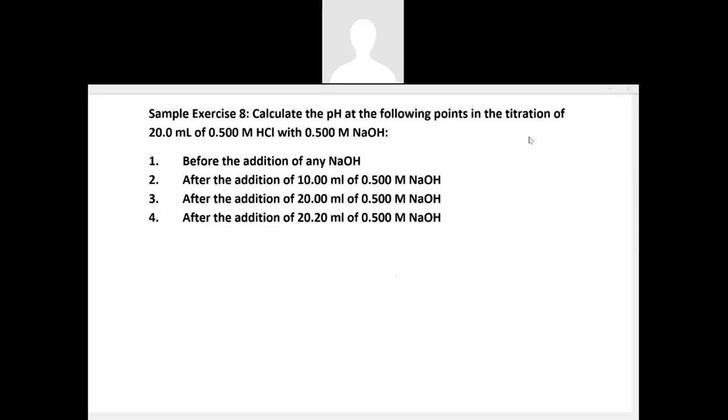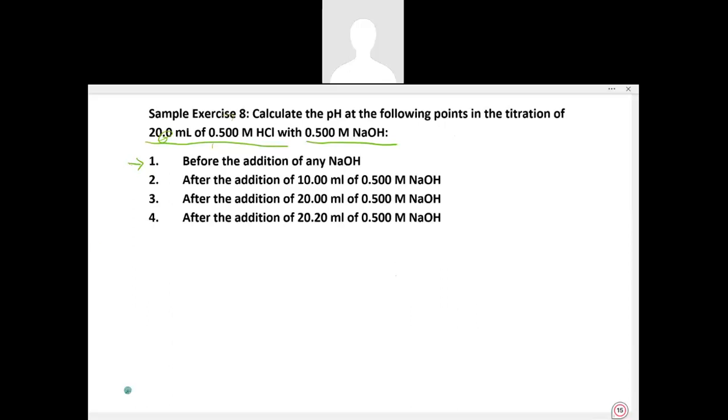In sample exercise 8, we're asked to calculate the pH of a few points along this titration here. So we're given the information here. We have 20 milliliters of a 0.5 molar hydrochloric acid, and then we're going to titrate with 0.5 molar sodium hydroxide. So we're given the volumes at each point down here, but in the first portion, we're going to solve for the pH before the addition of any sodium hydroxide.